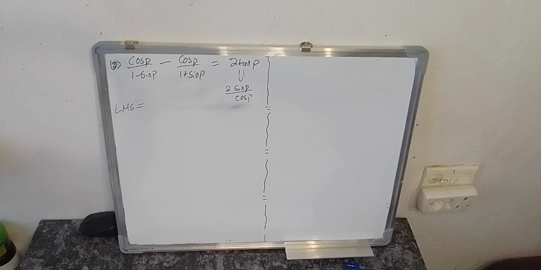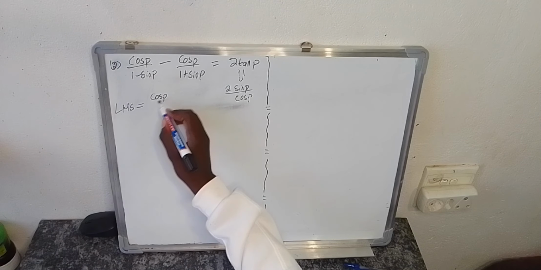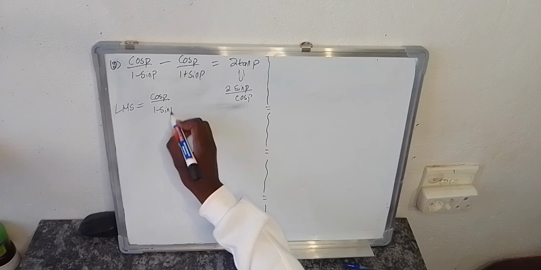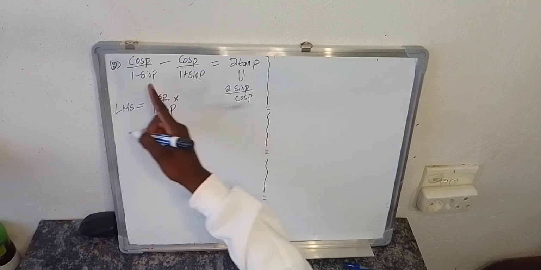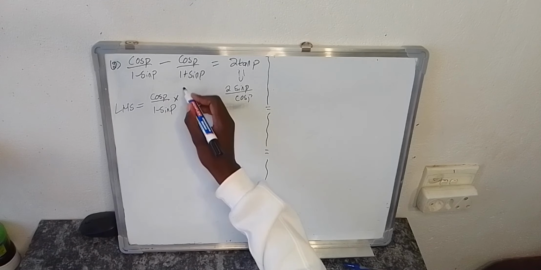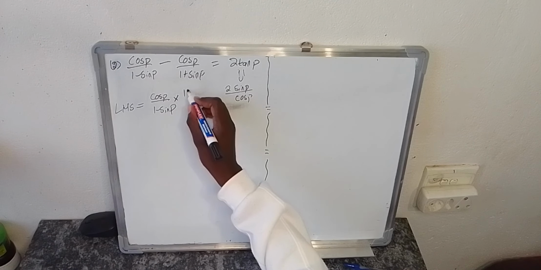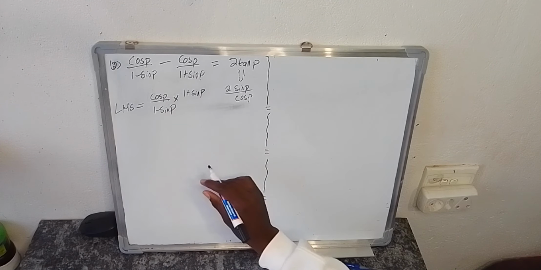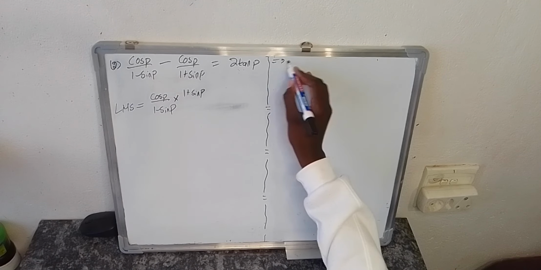And as you can see now, our denominators are not the same because the expressions there are not the same. So how are we going to make them the same? This is what you are going to do. You are going to say cos p all divided by 1 minus sine p. This one is this fraction. So you are going to multiply the first fraction with the denominator of the second fraction. So now we are going to multiply with 1 plus sine p. Now let's erase this one and write it here.